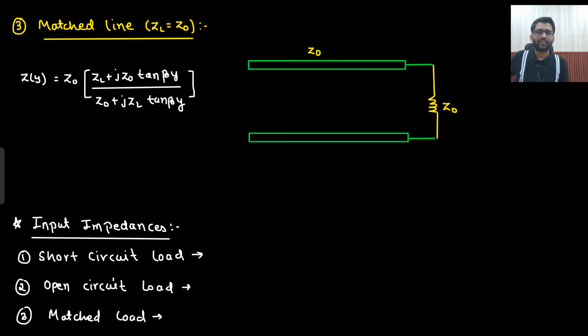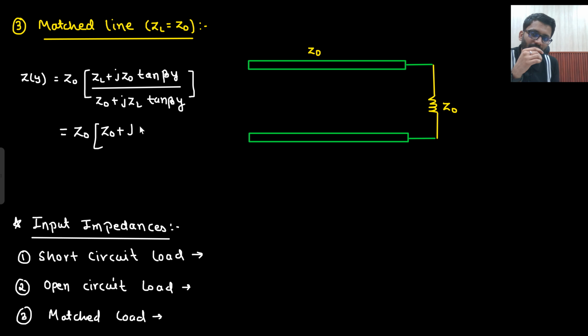Okay. Now third condition, matched line. The line is matched. That means ZL is equal to Z naught. That is known as matching. Basically, your load impedance is equal to Z naught only. Your load impedance is equal to the characteristic impedance. So what will be your input impedance then? Or any impedance, anywhere you can check the impedance. What would that be?